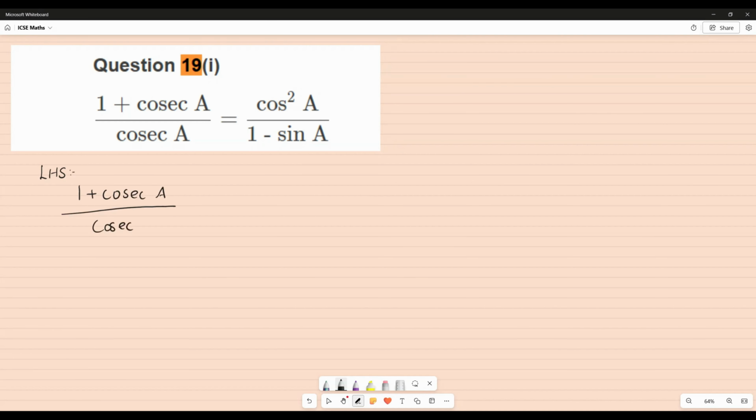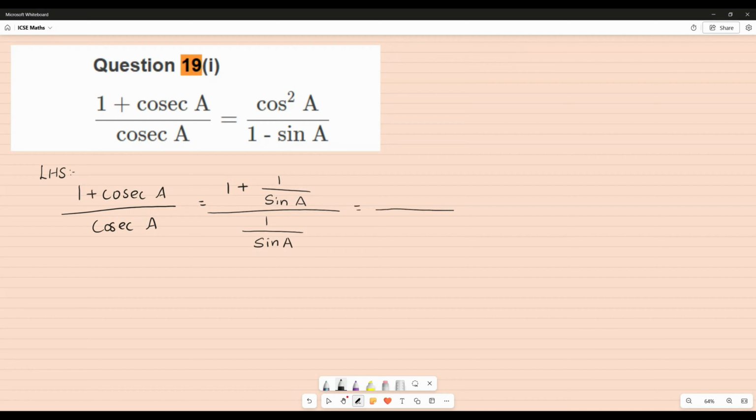In the right hand side, we have sin and cos, so we will write this in terms of sin. What is cosecant A? It is the reciprocal of sin A, so 1 by sin A. Many of the students tend to cut off like this. We should not do that, because the addition sign is between 1 and sin.